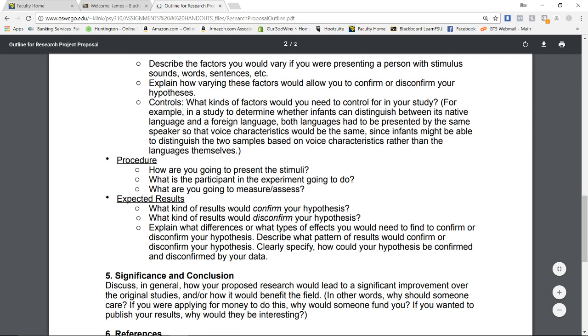How are you going to present the stimuli? What is the participant in the experiment? See, this stuff is irrelevant. This right here, you could probably just forget about it, right?